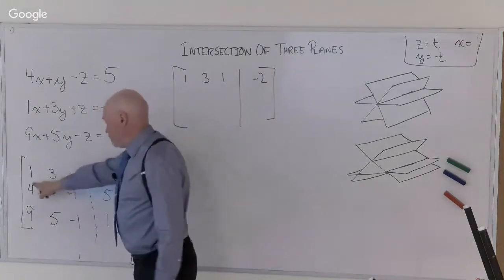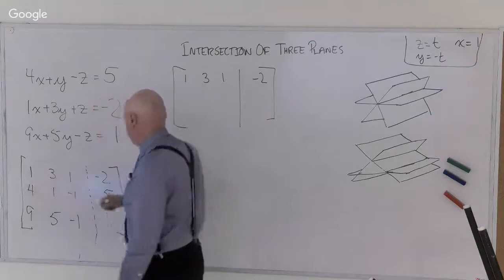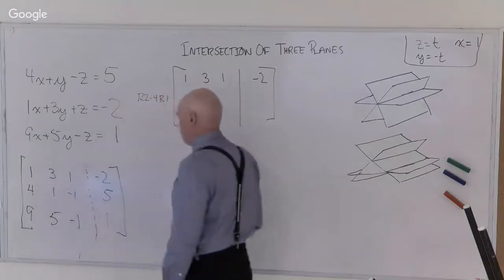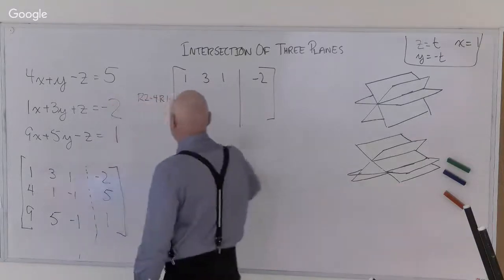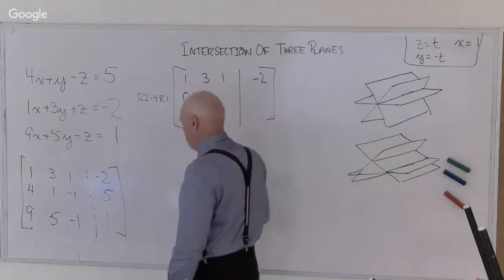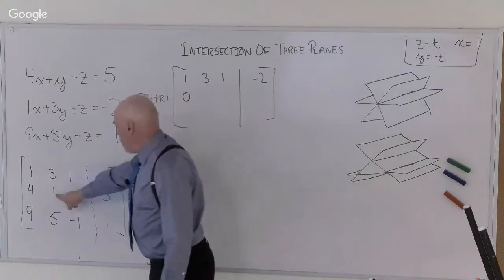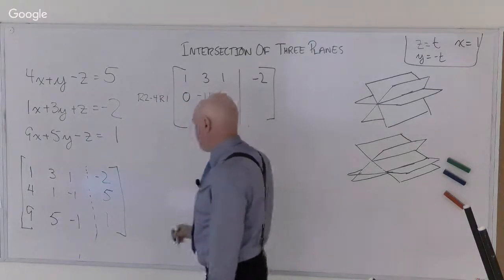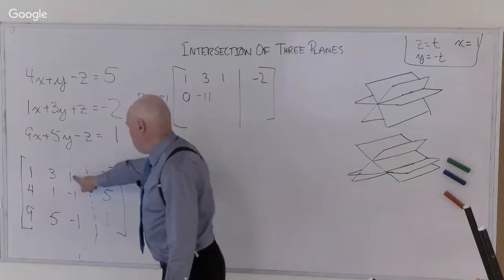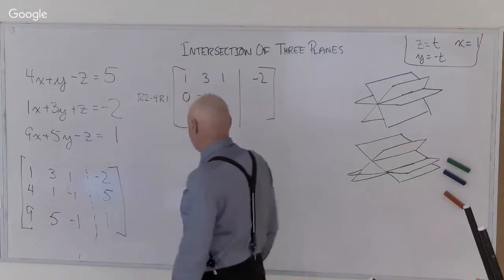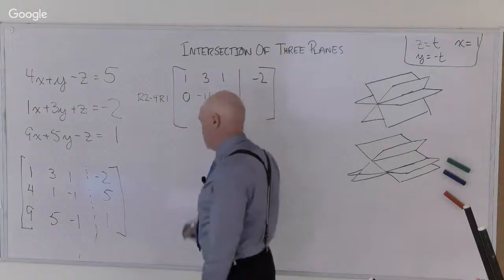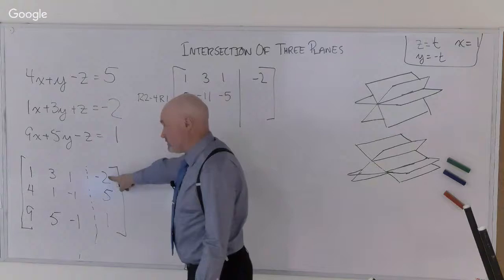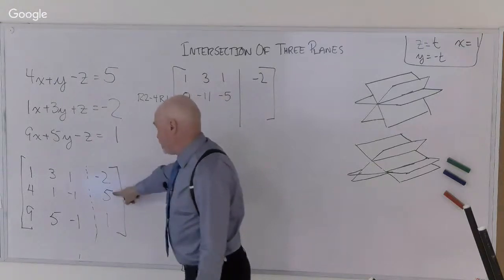To get row 2, I want a 0 here, so I'm going to subtract 4 times row 1. So this is going to be row 2 minus 4 times row 1. 4 minus 4 times 1 is 0. That's what I wanted to do. 1 minus 4 times 3 is -11. -1 minus 4 times 1 is -5. Good. And 5 minus 4 times -2, which is the same thing as 5 plus 8.